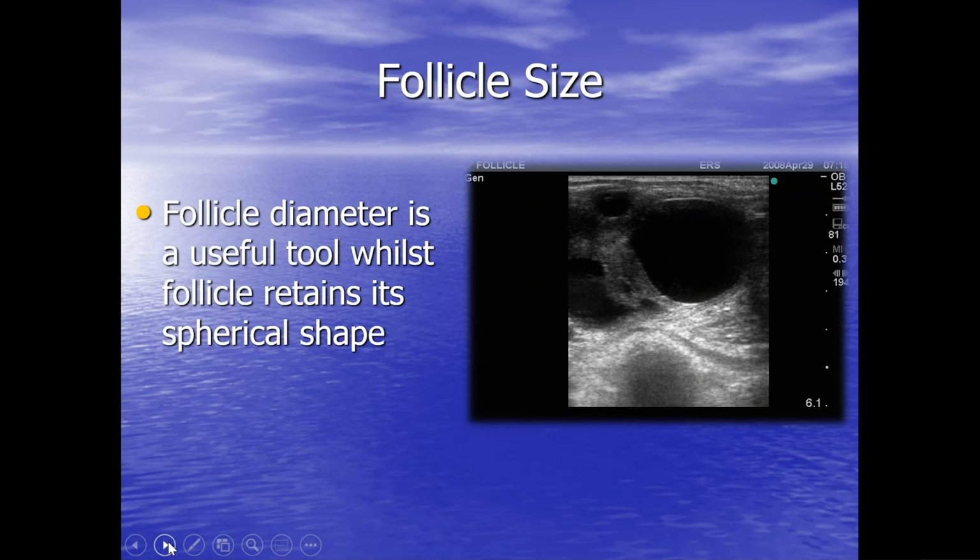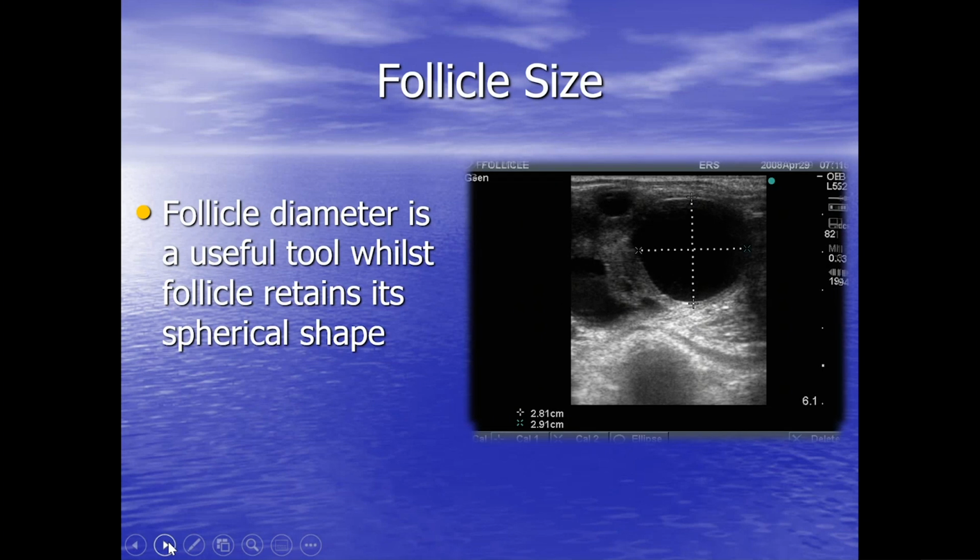So I want to explore this a little bit more for you. Here we've got a follicle that's pretty spherical. And if we take the 2 dimensions, top and bottom and left to right, you can see, if you look down the bottom, 2.81 and 2.91. So that tells us several things.